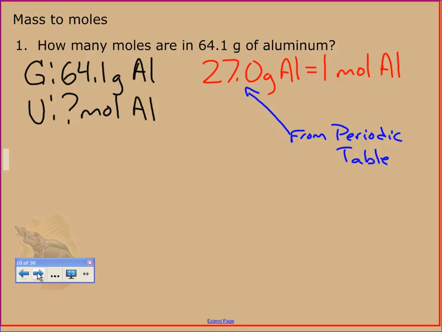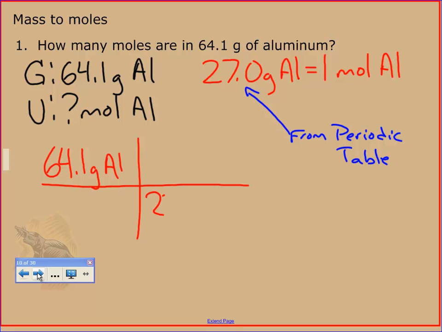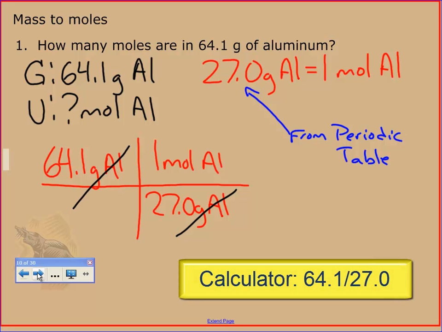Now, here's what this tells us, though. It gives us an equality of 27.0 grams of aluminum equals 1 mole of aluminum. That lets us go from grams to moles. So we start setting up our railroad tracks, given 64.1 grams of aluminum. We want to cancel grams, so we're going to take this 27.0 and come down here. And then the other half of that is 1 mole of aluminum. So then we cross out our grams of aluminum.